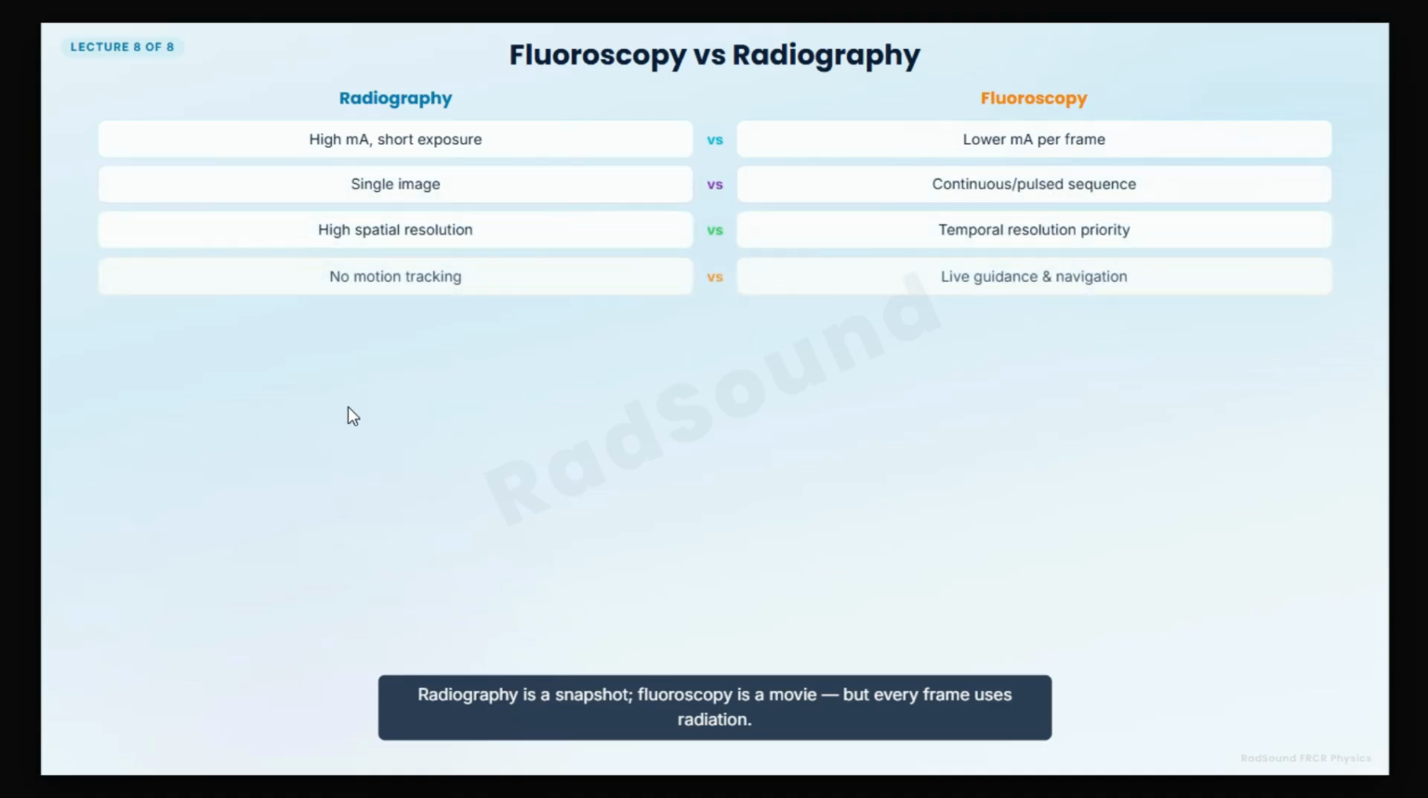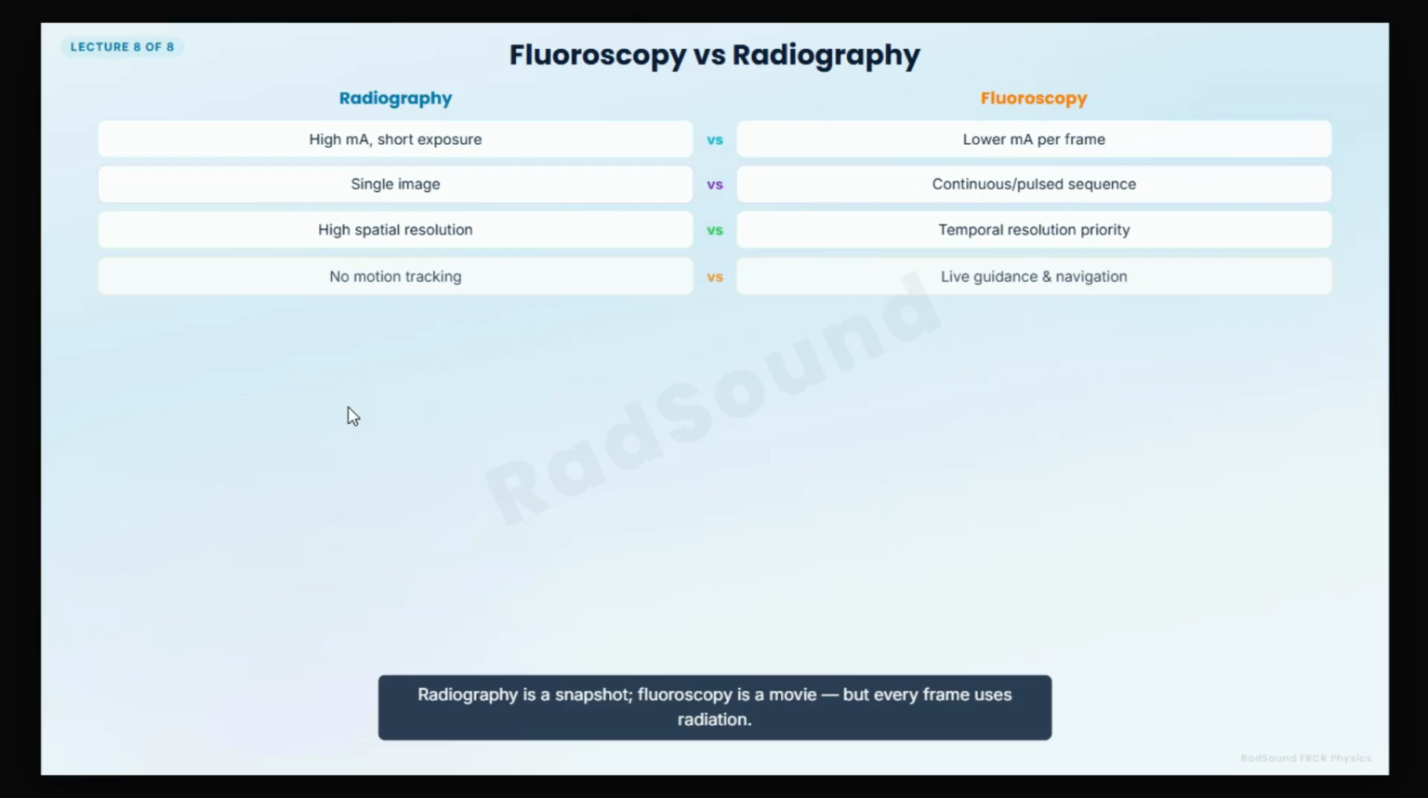Let's start with the mA. Mostly in radiography the mA is higher with a short exposure. But in fluoroscopy, because of the longer time and because we're capturing motion, it is a bit lower mA per frame. So radiography is a single image. The other one, on the other hand, is continuous, can be paused, stepping on and off.